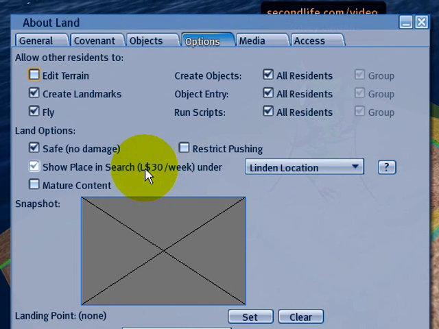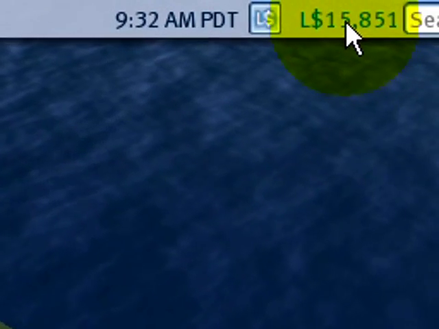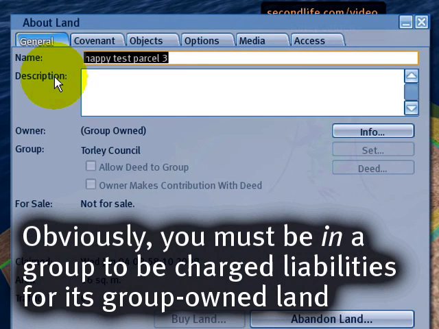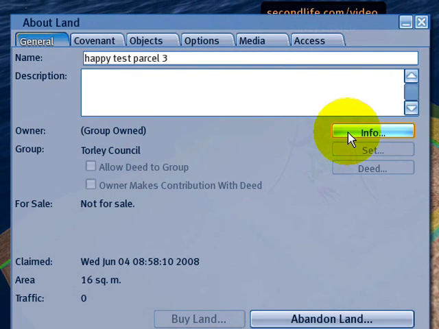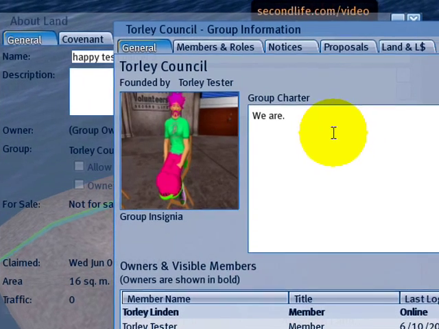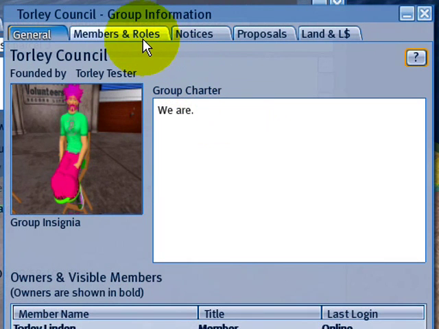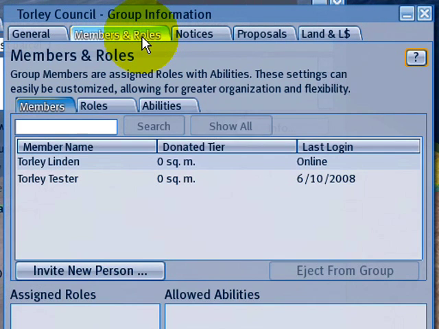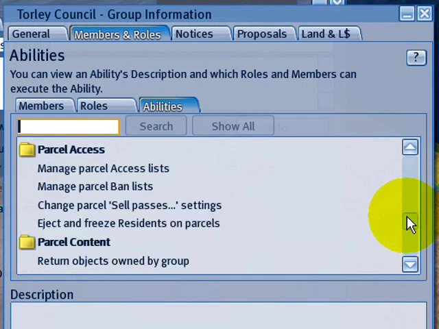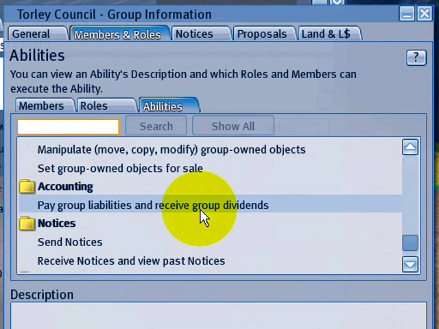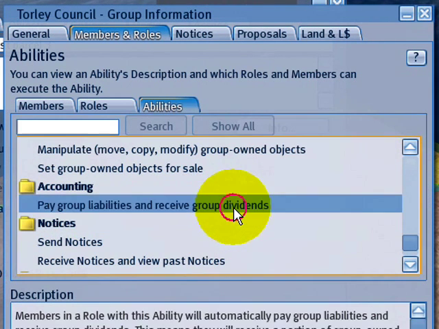Notice it says it's $30 Linden a week. That gets charged to you and deducted from your balance if it's group-owned land like this and if you're paying liabilities. And how can you tell? Well, I was just about to press this info button and show you. Right here, look under Members and Roles, and then under Abilities, there's a list, but you'll scroll down and there will be one that says Accounting: Pay group liabilities and receive group dividends.